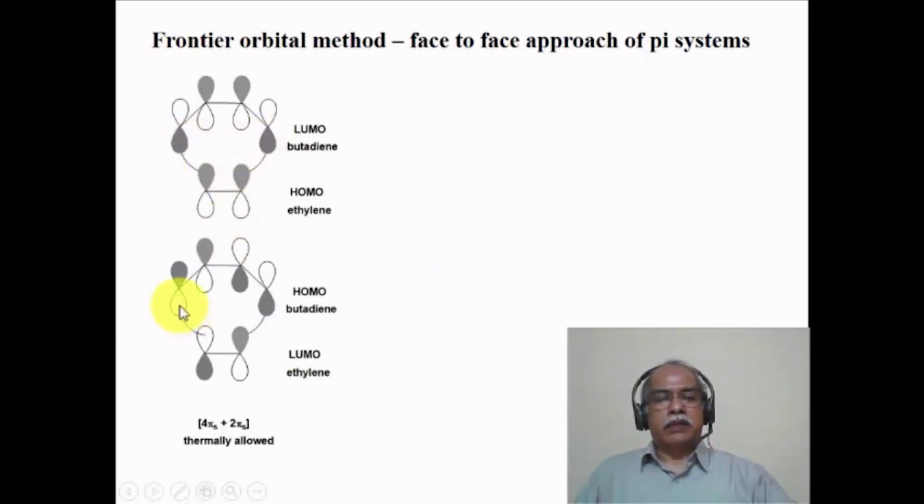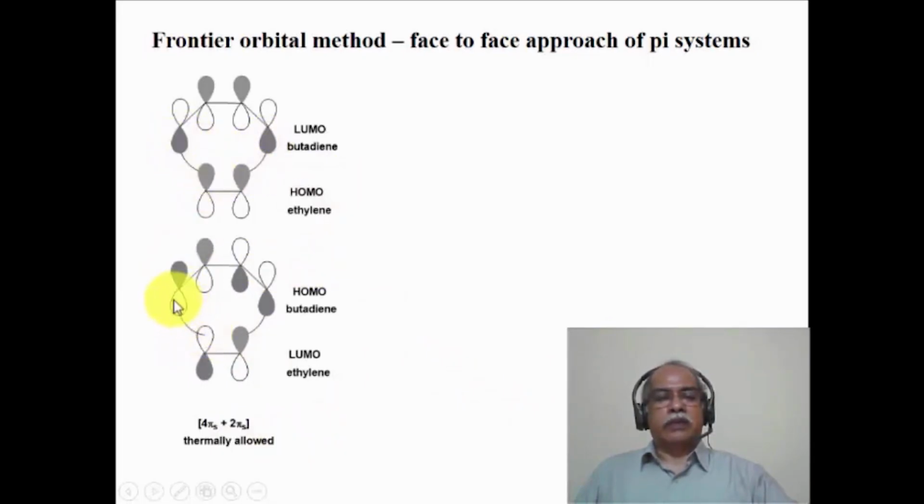Same is the picture here. This is suprafacial with respect to the diene. This lobe and this lobe are interacting. Whereas this is also suprafacial with respect to the dienophile ethylene, where the two lobes on the same side are interacting. You can see such an interaction essentially leads to bond formation. Bonding type of interaction is what we have.